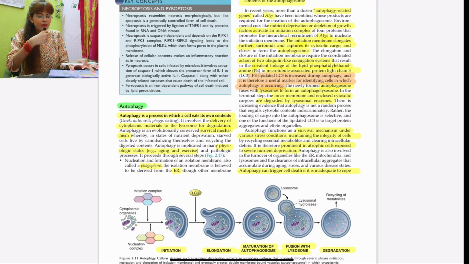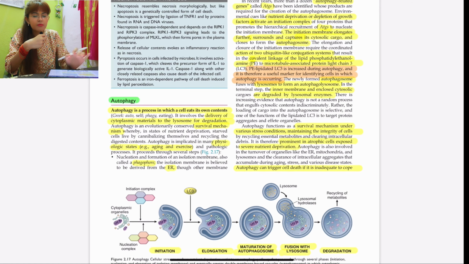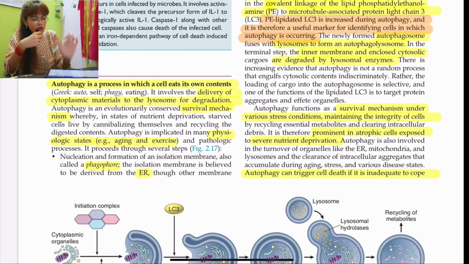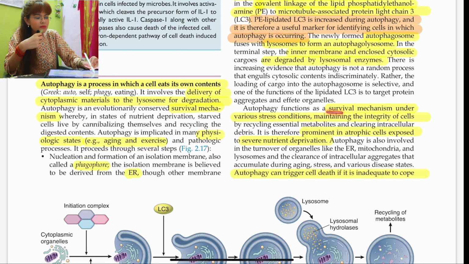So coming to autophagy, now this is a very important mechanism. So what is autophagy? Autophagy means it is a process when a cell is eating up its own content. So you must understand why does this happen. Autophagy is basically a survival mechanism. When the cell itself is not able to survive, it eats up its own content, and that is how it kind of protects the cell. So it is a survival mechanism under various stress conditions, maintaining the integrity of the cell.